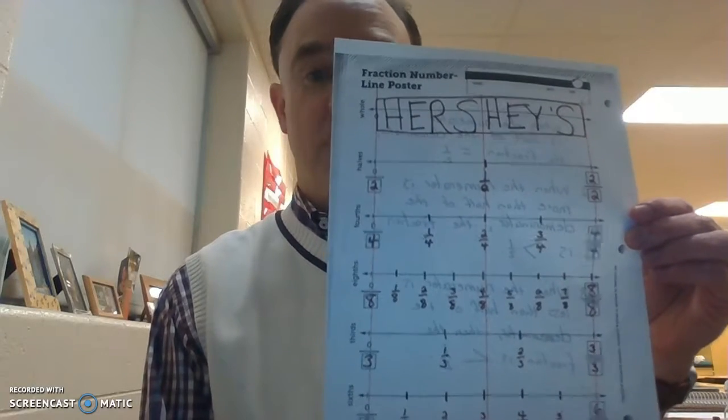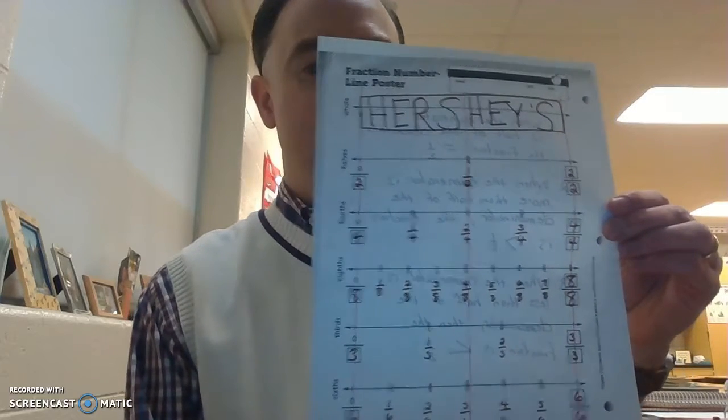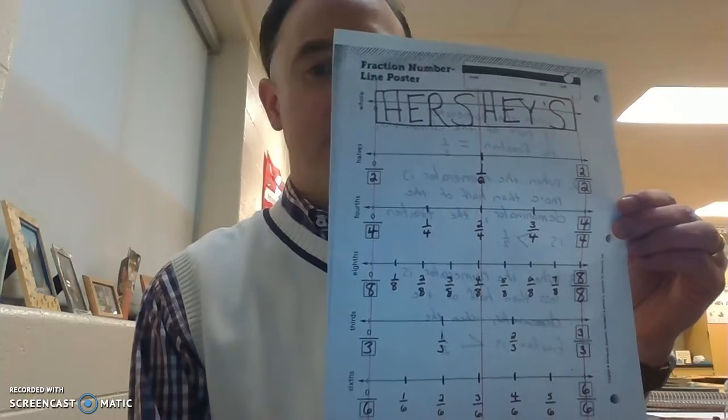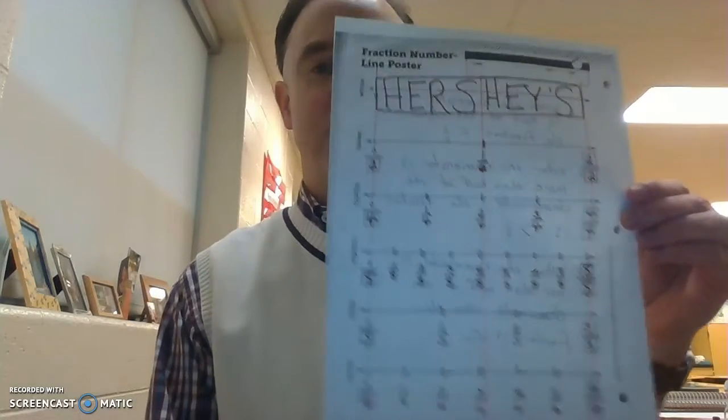Underneath the Hershey bar, the first thing you see is it's divided in halves, and you can see 0 halves, 1 half, and 2 halves. And then it's divided into quarters, eighths, thirds, and sixths. Each student has one of these charts in their math folder that they can use.